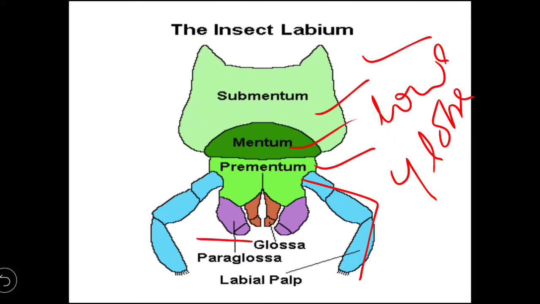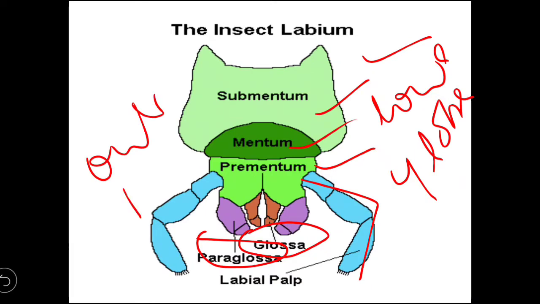Two outer lobes, that is paraglossa, two inner lobes, that is glossa. Here also, the important thing is you have to remember which one is the outer lobe and which one is the inner lobe.